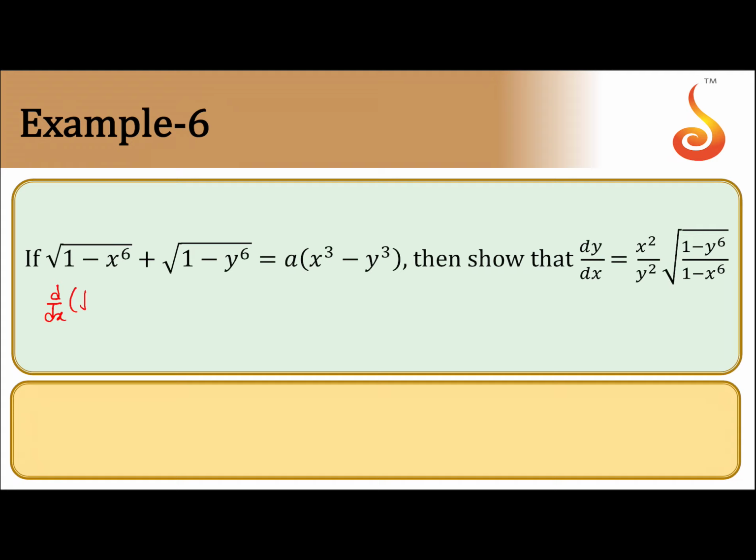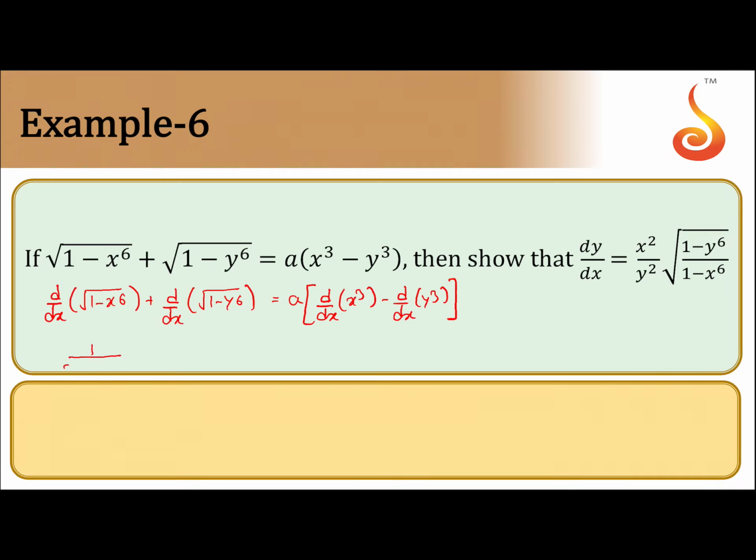So what we do is d by dx of under root 1 minus x to the power 6 plus d by dx of under root 1 minus y to the power 6 is equal to a times d by dx of x cube minus d by dx of y cube. So what we get under root?